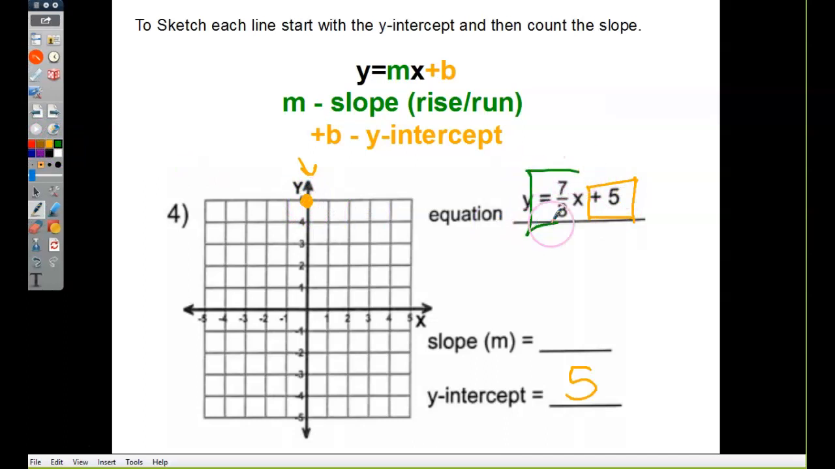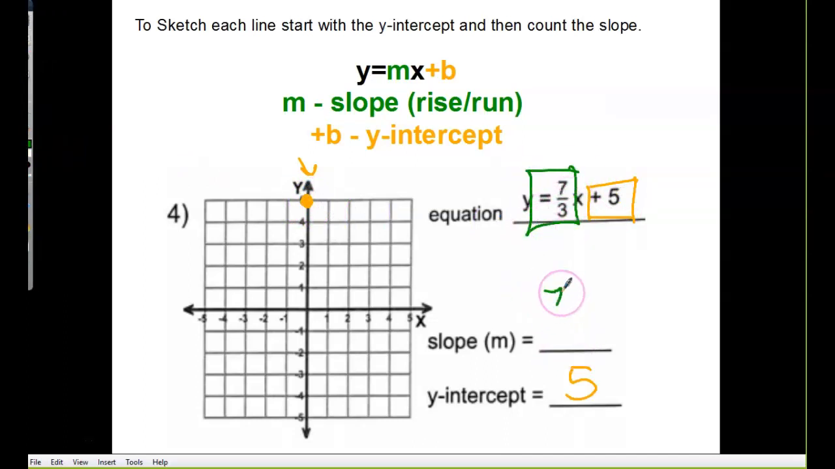Now I want to do my slope, 7/3. So that means I'm going to have a rise. I'm going to go up 7 for every 3 I go over. So 7/3, up 7/3. Pause it, try it. Did you see what's going to happen? I can't go up. I'm out of graph.